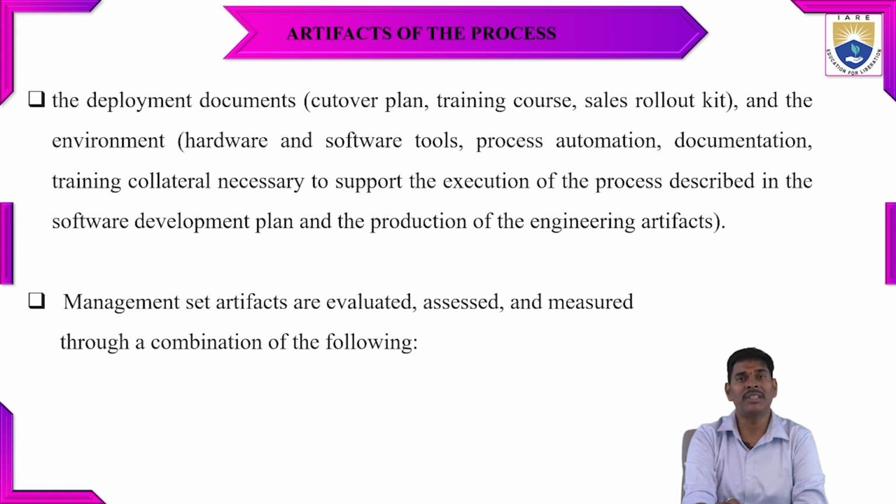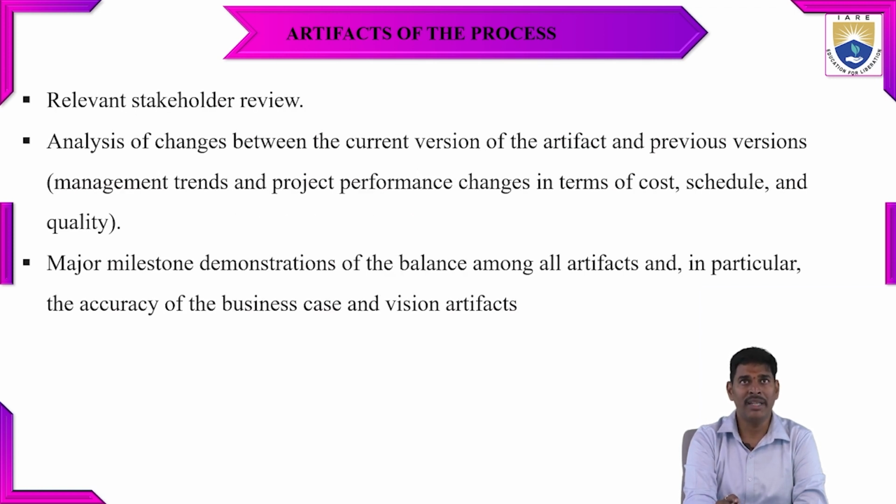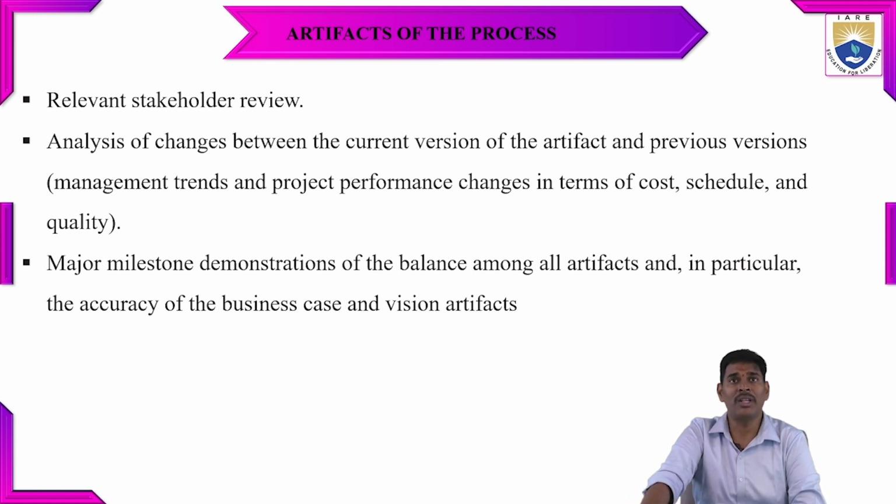And they need to have a clear idea about the software development plan and the production of the engineering artifacts. So these are the main management sets, and we need to have different types of artifacts. They need to evaluate, assess, and measure. How can this be evaluated, assessed, and measured by combinations? First, they need to check the relevant stakeholder review.